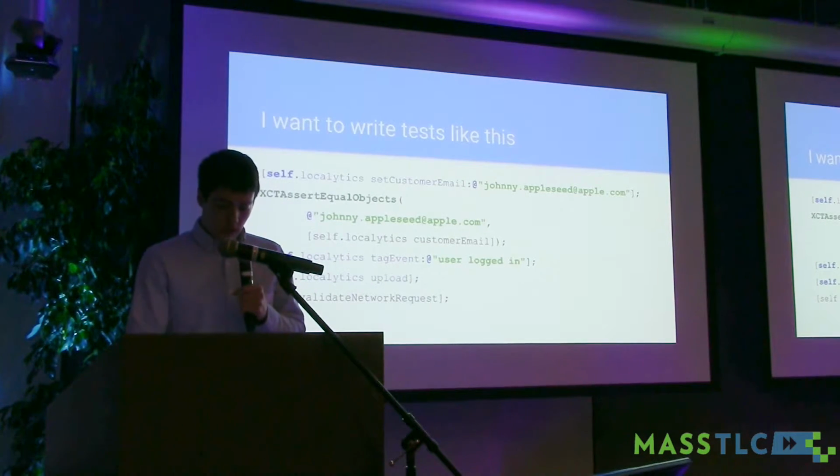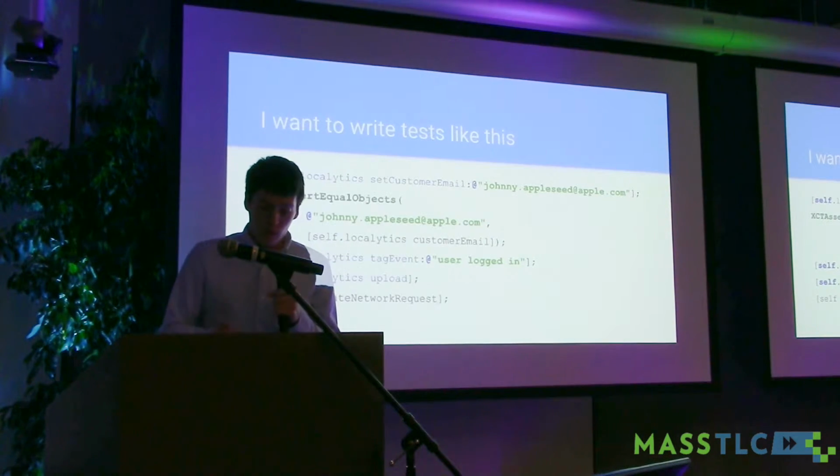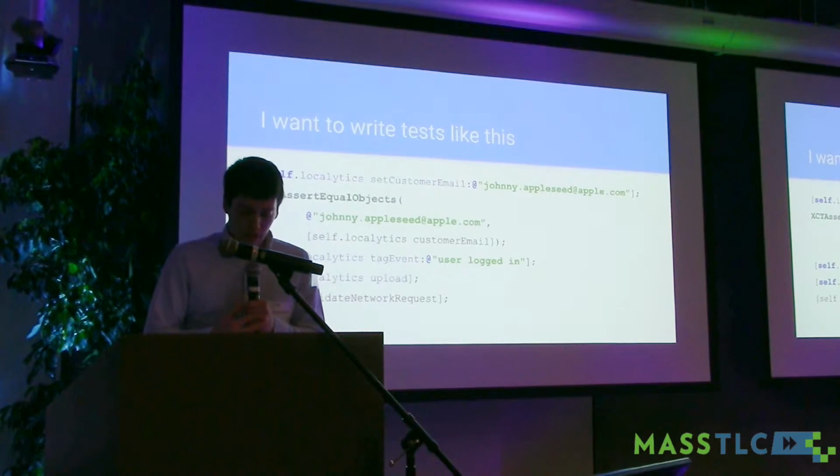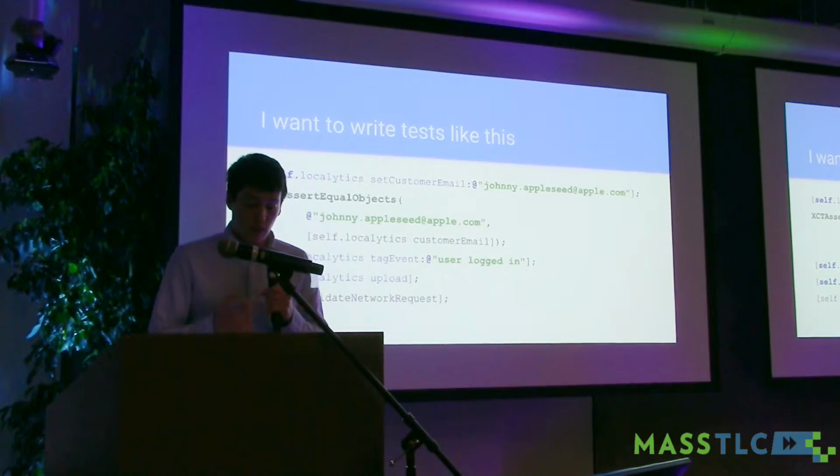So the first part is pretty straightforward. We're passing some data into the client library, and then we just want to make an assertion that the right data comes out if we ask for it. But the second part is a little more tricky. The second part is we're putting in a data point to be uploaded, and then we want to validate that the data point is correct, that it has the right information in it.